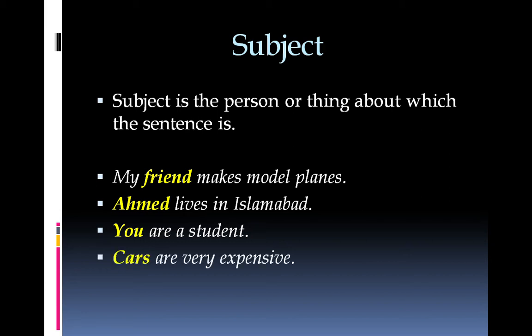Look at the next sentence. Cars are very expensive. Again, in this sentence, the subject is doing nothing. And we have highlighted this word cars with a yellow font because it's the subject of the sentence, simply because this sentence is about cars. So we are calling cars and you the subjects of these sentences, not because they are doing anything, they are doing nothing. We are calling them subjects because these sentences are about them.